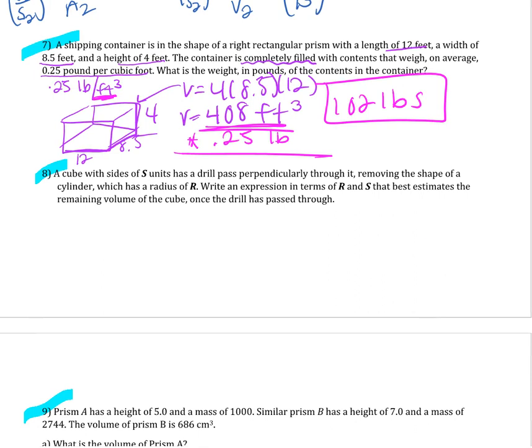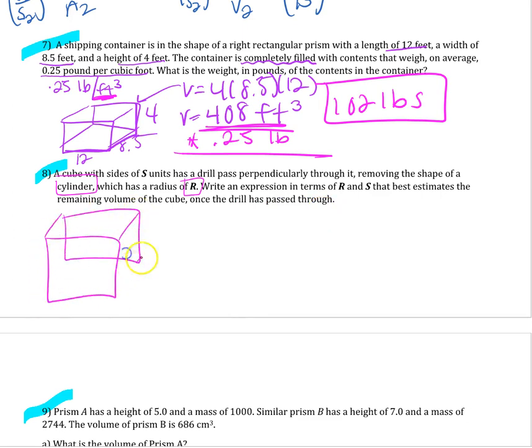Okay, number 8, a cube with side lengths of S has a drill pass perpendicularly through it, removing the shape of a cylinder, which has a radius of capital R. Write an expression in terms of R and S that best estimates the remaining volume of the cube once the drill passes through. All right, so let's say here's your cube, S, S, S, and you're going to take out a cylinder that passes completely through it, with a radius of R, and it will also have a height of S because it fits perfectly in the cube.